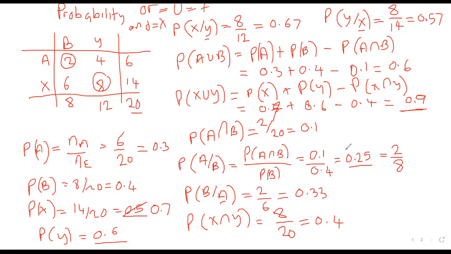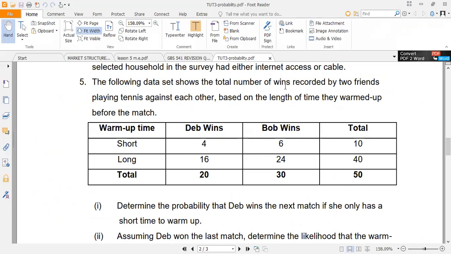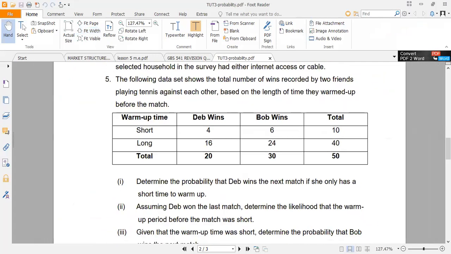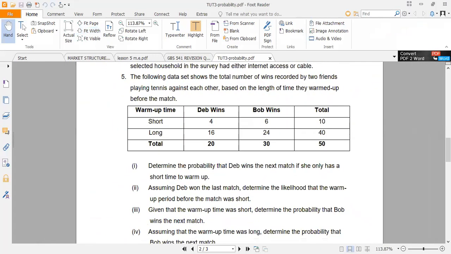Let's go to this question in the tutorial sheet. The following data shows the total number of wins recorded by two friends playing tennis against each other, based on the length of time they warmed up before the match. So warm-up short and long. Deborah wins, Bob wins. The totals are given.